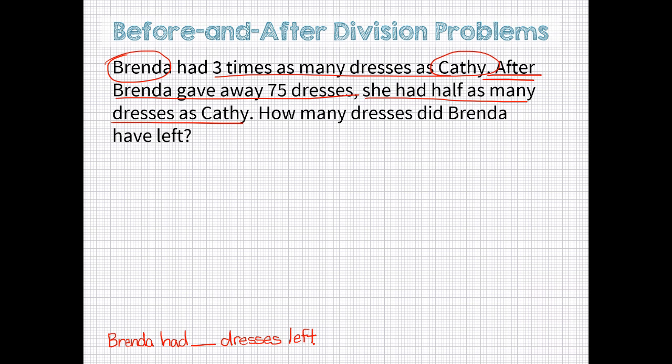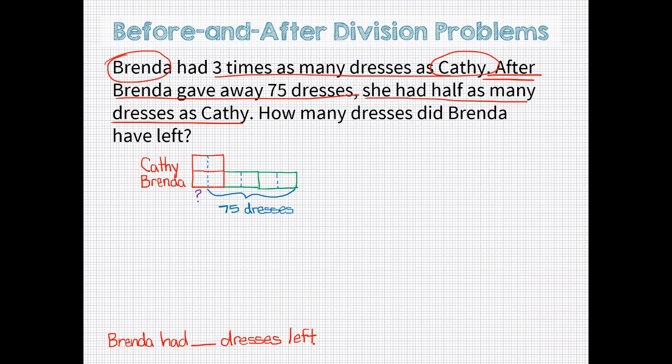I'll start with unit bars, which show that Brenda had 3 times as many dresses as Kathy. Now, since we know that Brenda gave away 75 dresses and then had half as many dresses as Kathy, I'll divide each of my units in half to show that Brenda has half as many dresses as Kathy after she gave 75 dresses away. I think Brenda has a little problem with shopping.